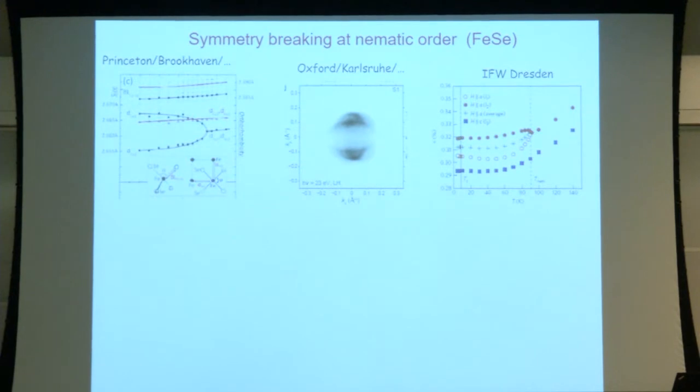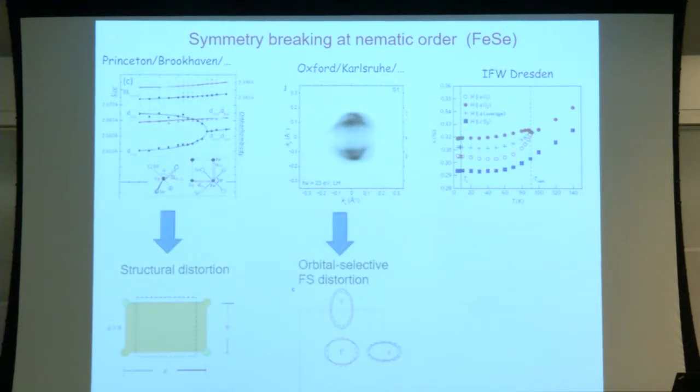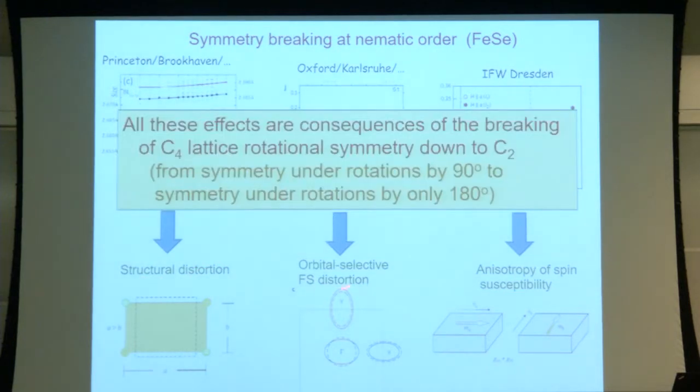And you see this from various experiments. You see structural distortion. A becomes not equal to B, meaning the system really becomes orthorhombic instead of tetragonal, spontaneously below a particular temperature. You see that there is orbital distortion, namely that Fermi pockets no longer preserve C4 symmetry. They become elliptical, and therefore they are more elongated along one direction than along the other direction. And you see it also in magnetism, that susceptibility along the x direction becomes not equal to susceptibility along the y direction, and this is clearly captured by NMR. So there is structural distortion, there is orbital selective Fermi surface distortion, and there is also anisotropy of spin susceptibilities. They all are a consequence of breaking C4 symmetry down to C2.